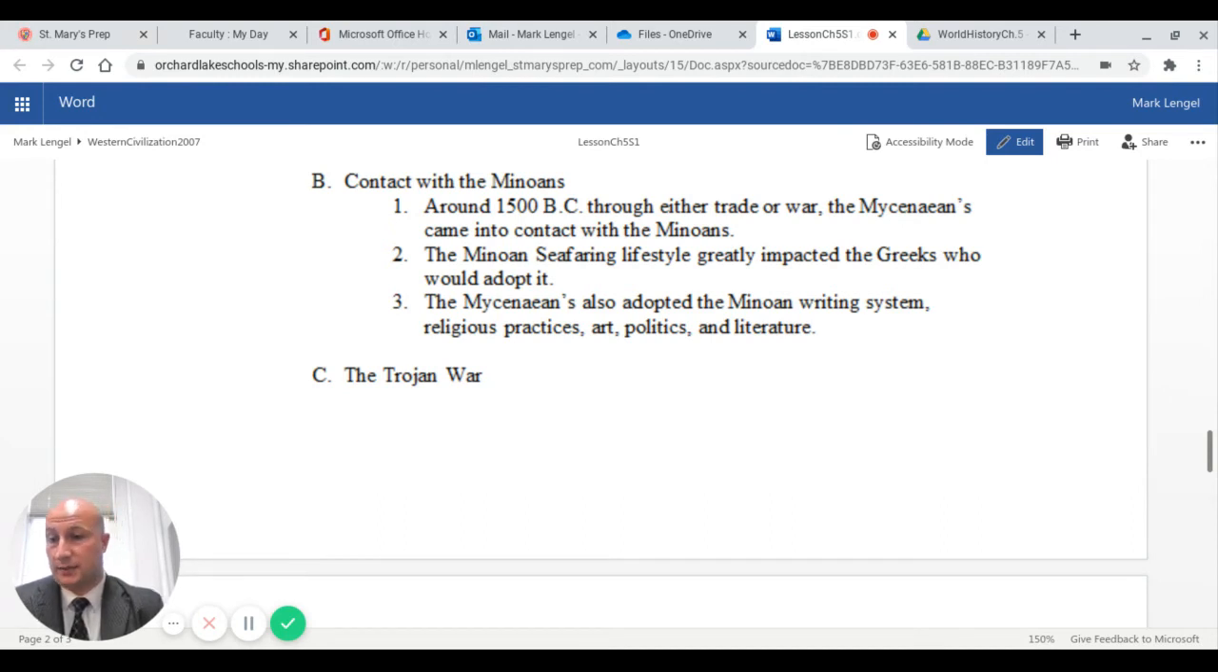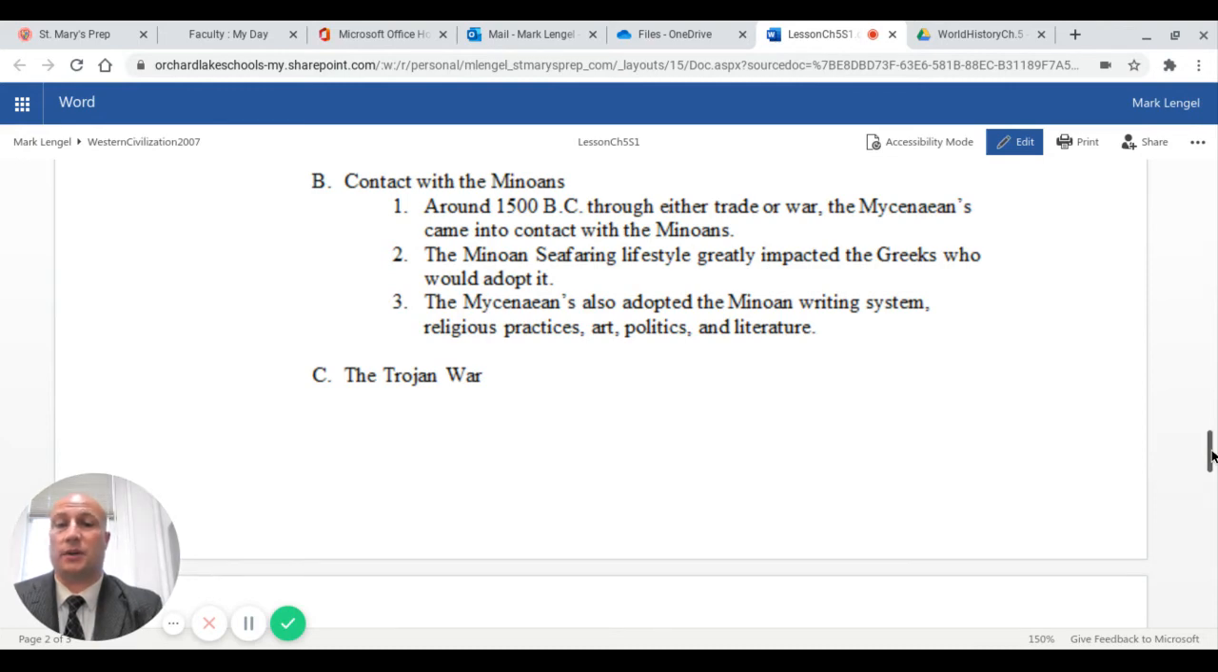Okay, the Greeks were polytheistic, the Minoans were polytheistic. Art was something that the Minoans really focused on: frescoes, stone sculpting, politics, how you govern, okay, and also literature. A lot of these concepts were taken by the Mycenaeans from the Minoans.